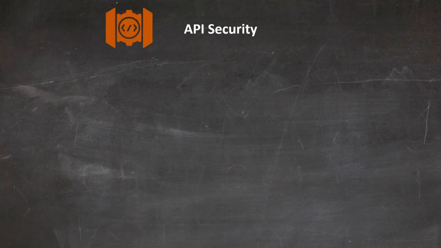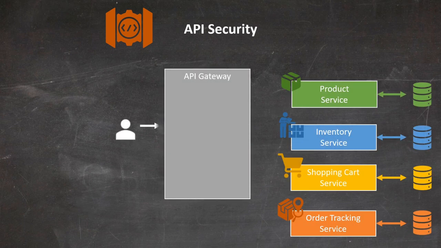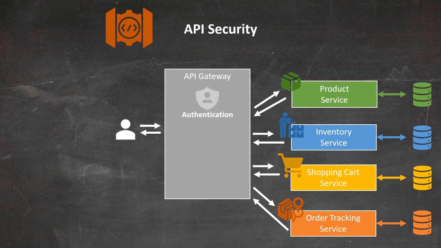Okay, let's now dive into API security. At the heart of this security model is the API gateway, which acts as a centralized entry point for managing and securing access to your microservices. API gateways play a crucial role in enforcing security policies. They handle authentication, ensuring that only verified users or services can access your APIs. This can be implemented through various methods such as OAuth, API keys, or JWT tokens.